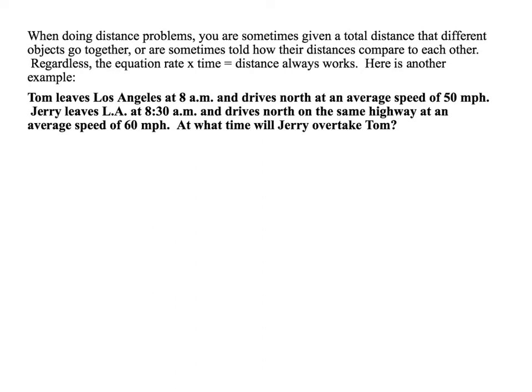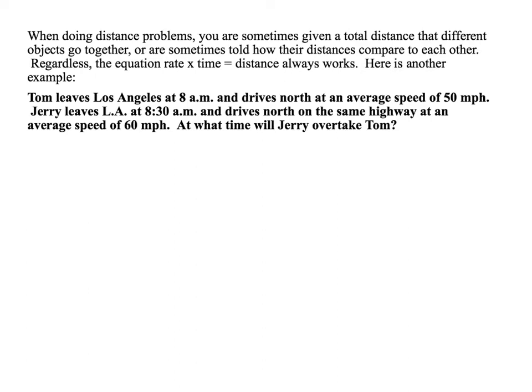Here's another example. Tom leaves Los Angeles at 8 a.m. and drives north at an average speed of 50 miles per hour. Jerry leaves Los Angeles at 8:30 a.m. and drives north on the same highway at an average speed of 60 miles per hour. At what time will Jerry overtake Tom?